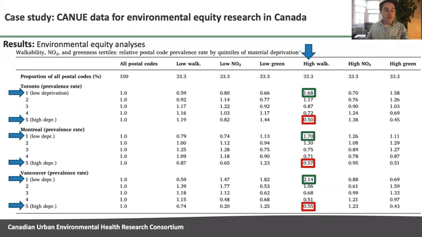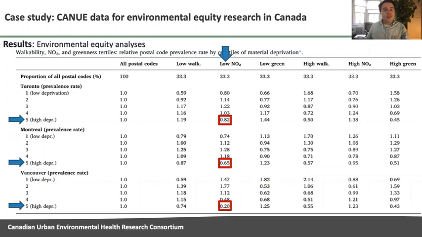Conversely, in most deprived areas, high walkability postal codes were about half as prevalent compared to citywide prevalence, which is highlighted in red here. So this suggests that individuals living in the least deprived areas have more opportunities for active living than those living in the most materially deprived postal codes.